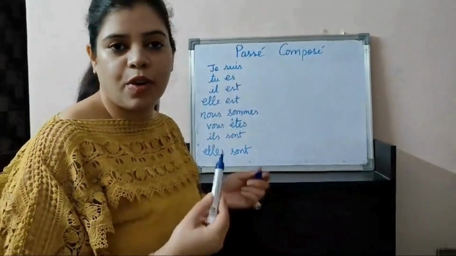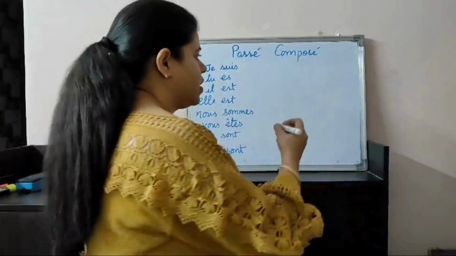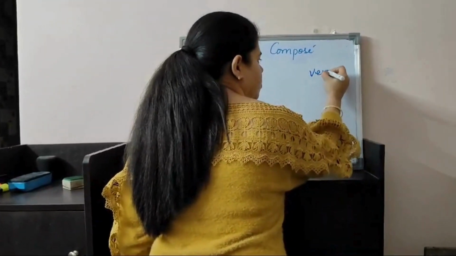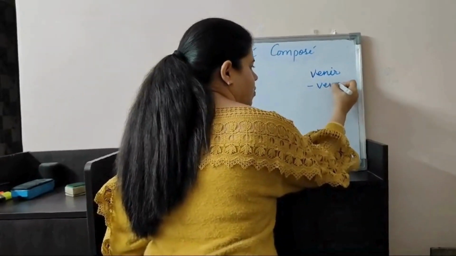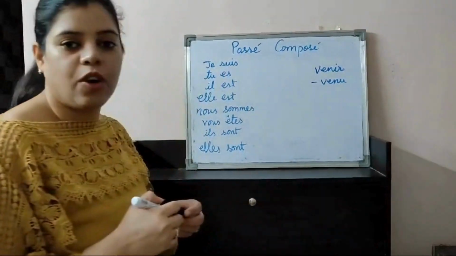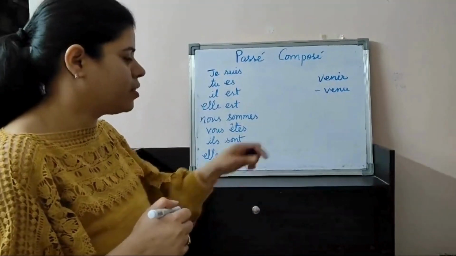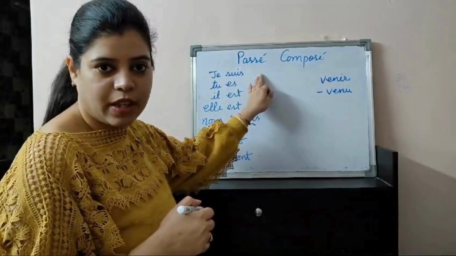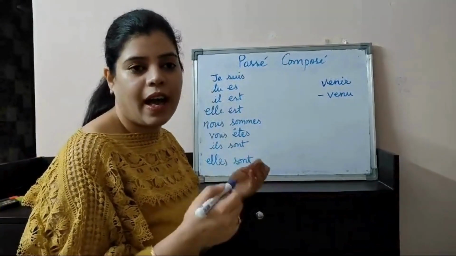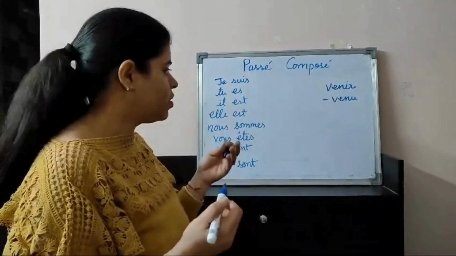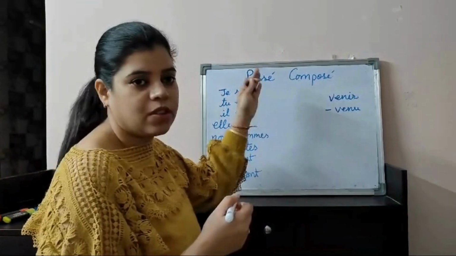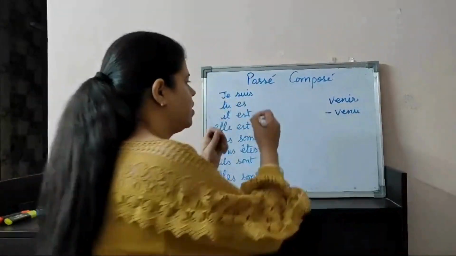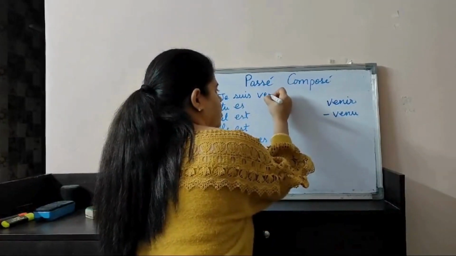Now let's take any verb from the list. Suppose we take venir verb. Venir means to come and the past participle is venu. Now for the conjugation, what we'll do is we need to add the past participle to the sentence. Now if I want to say I came late yesterday, then the sentence has to be je suis venu tard. So with je suis I'll add venu.